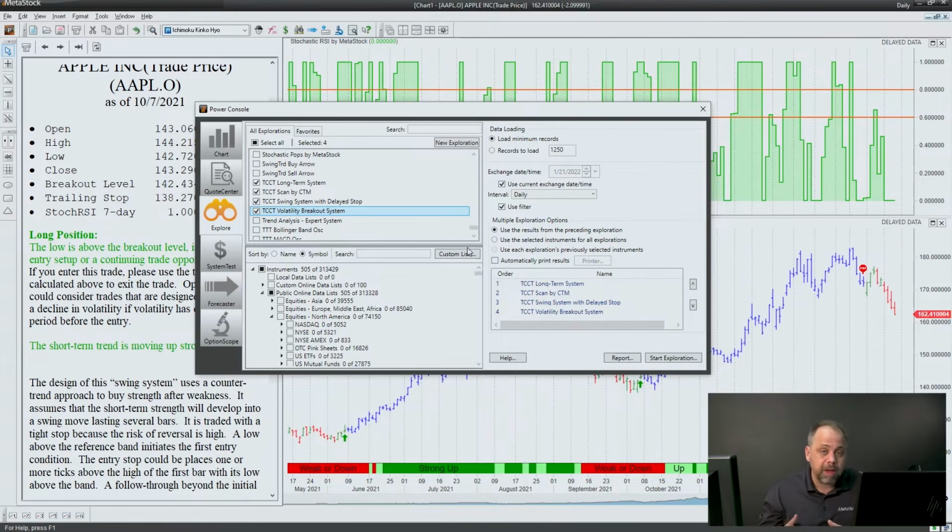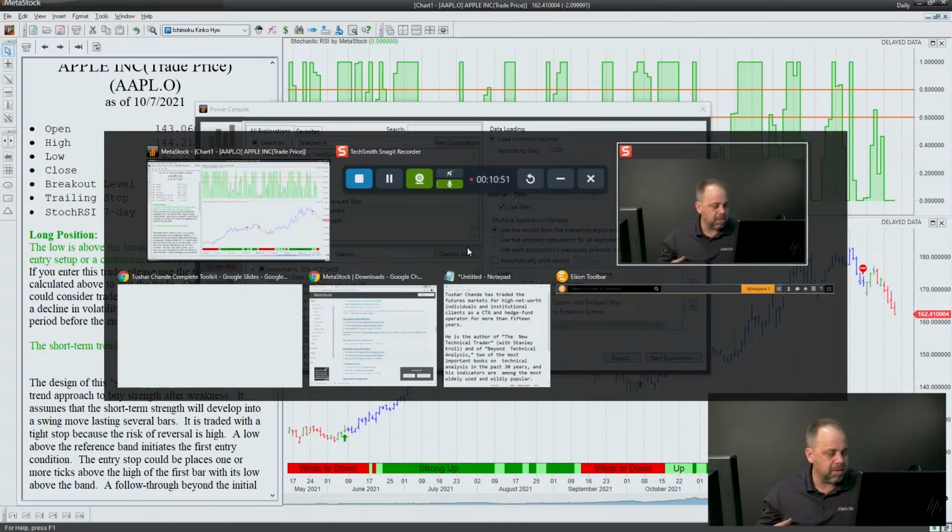And one of the things I found in my testing of this, and it wasn't surprising to me, I know that Tushar Chande is a very, very good system designer, but these systems really, really do work. I had tested a basket over 10 years, and all 3 systems performed profitably over 10 years. So that was very, very exciting.